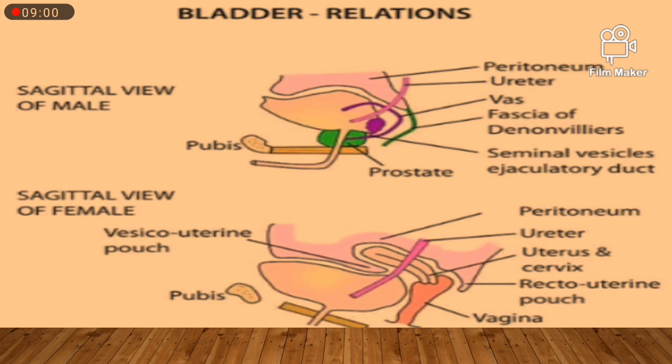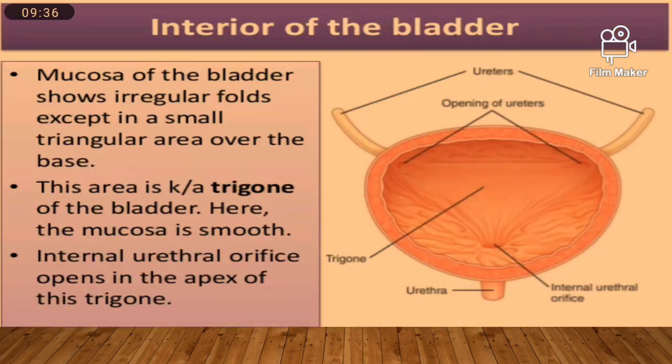Now this is a coronal section. This is a sagittal section. You can see above, that is the male individual, and below, that is the female individual. Here you can see the anterior relation, the uterine cervix, and this is the vagina. So the vagina and uterine cervix are situated anteriorly, and the fundus and body of the uterus come to the superior relation. In the male individual, here you can see the relations: the vasa, the seminal vesicles.